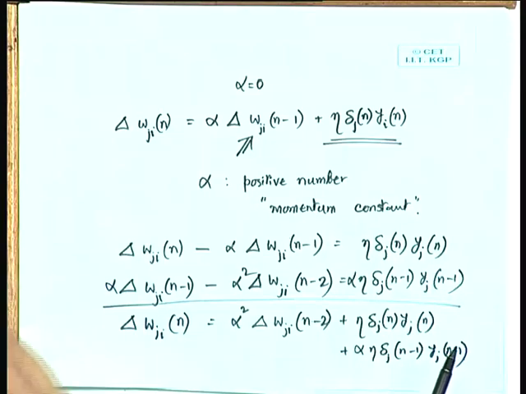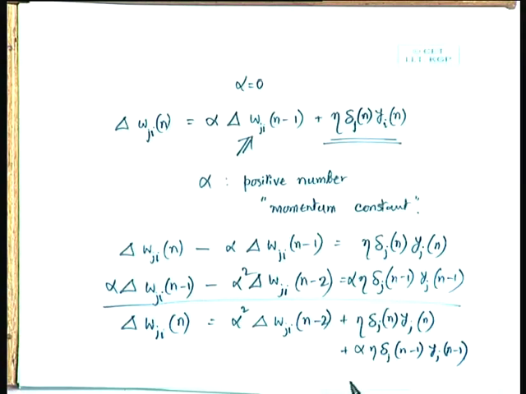Now, that means ultimately you reach alpha to the power n delta WJI(0). And what is delta WJI(0)? It is 0. So, this term ultimately does not remain. What remains is eta delta j y j plus alpha eta delta j y j plus alpha square eta delta j y j plus alpha cube eta delta j y j, like that it goes on, and we have to sum up all these together. That is exactly what we have represented in the form of this time series. Is it clear to those who had any difficulty in following this? All right. So, this is about some form of accelerated learning using the momentum term.